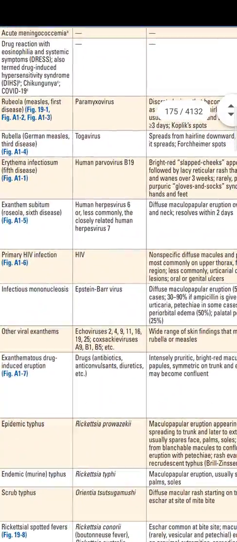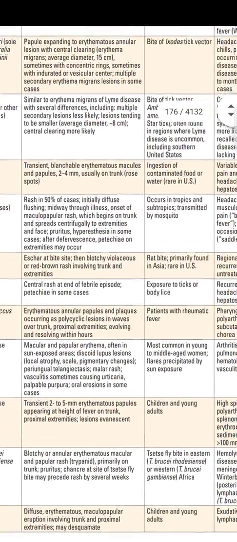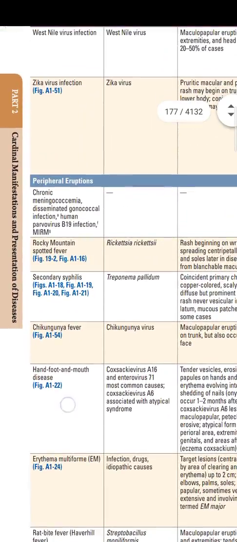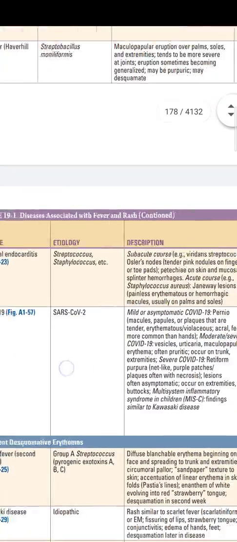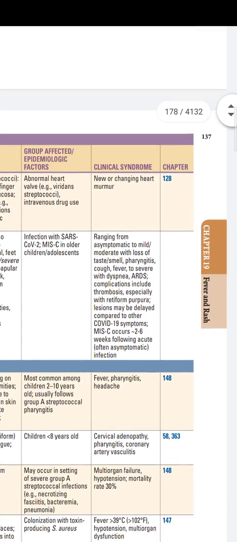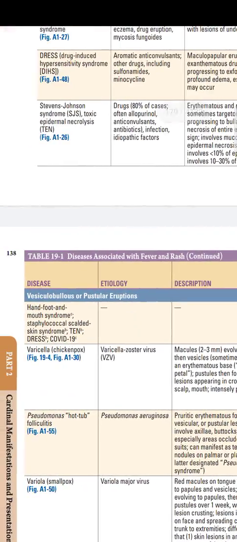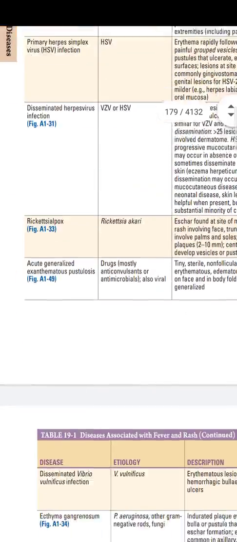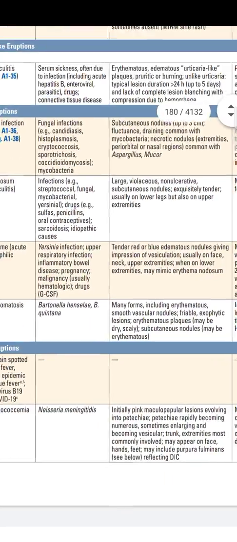And in fever and rash, as usual, there is a little more of COVID-19 added everywhere, like centrally distributed maculopapular eruptions. COVID-19 is added, and in peripheral eruptions they have added a big COVID-19 square, so you can read up about COVID-19 in that one. And again they have added COVID-19 in vesiculobullous or pustular eruptions. At these 3 places they have COVID-19. In urticaria-like eruptions also COVID-19 is added.